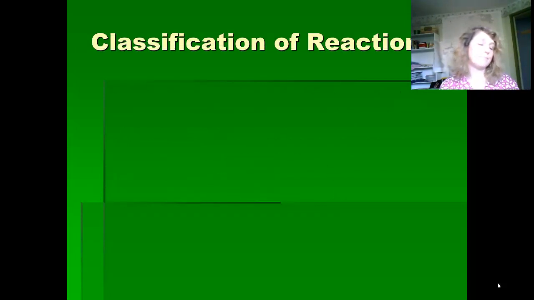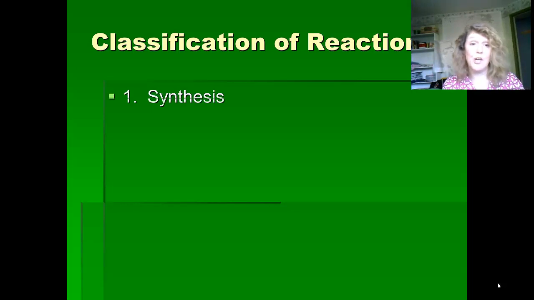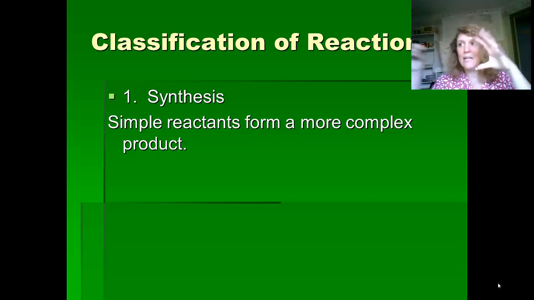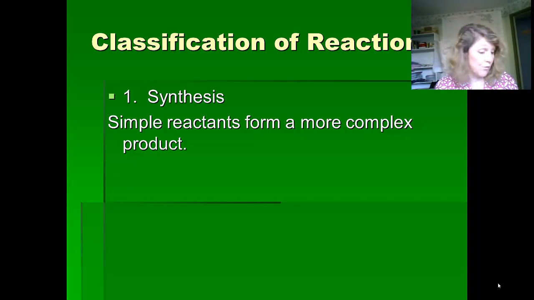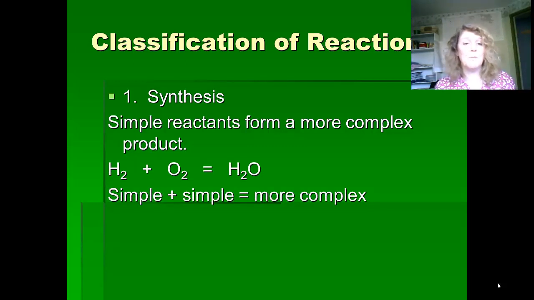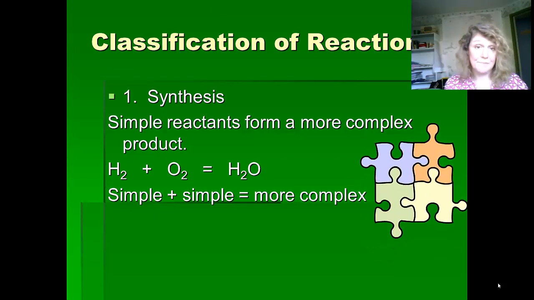Okay? Now, there are different kinds of reactions that we get, and they're all based on what's happening. So, the first one is called synthesis. This is when you start with simple products and you form a more complex product. To synthesize something means to take little tiny pieces of things and put them all together to make something that's more complex. So for example, here, same example, I have two simple things and I make something more complex. So that is synthesis. Okay?